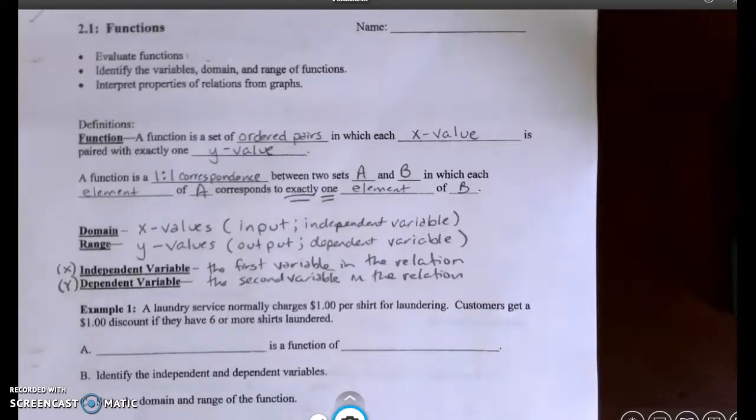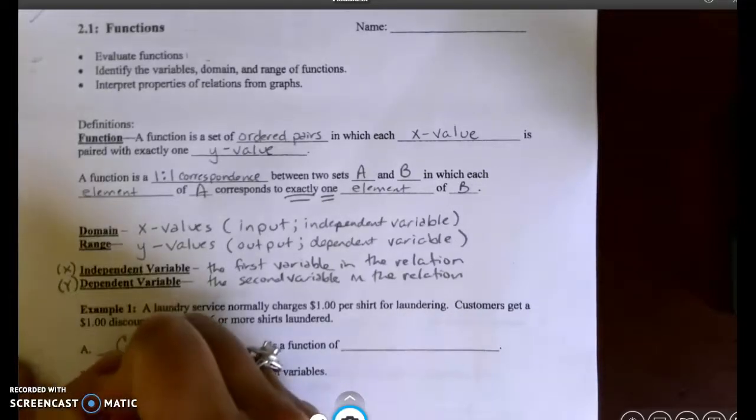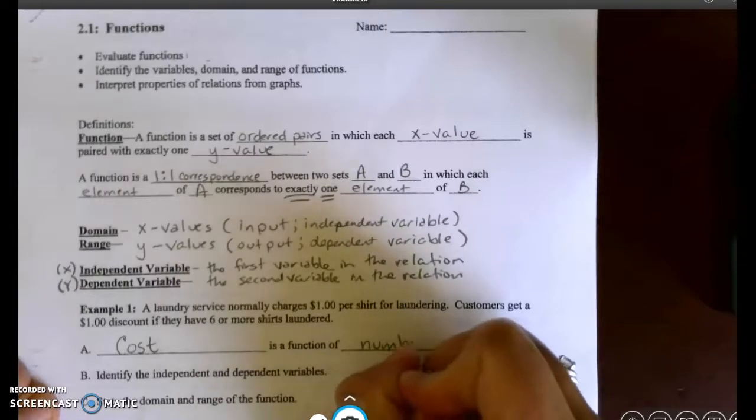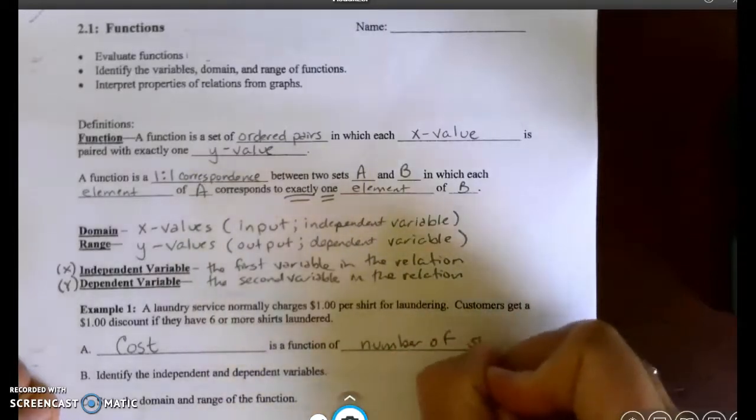All right, our first example that we're going to do is a really simple, very, very basic example. It's about a laundry service that normally charges $1 per shirt for laundering. Customers get a $1 discount if they have 6 or more shirts laundered. Now it doesn't say every time you have 6 shirts laundered you get $1 off. It just says 6 or more you get $1 off. So in this instance, the cost is a function of the number of shirts.